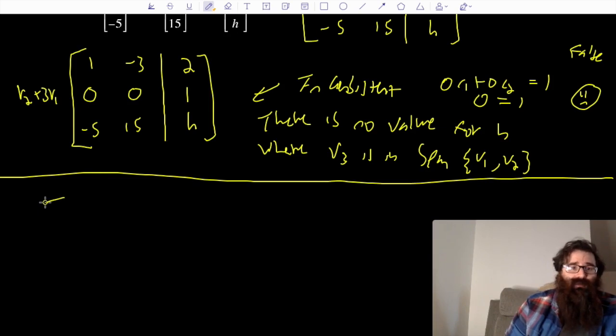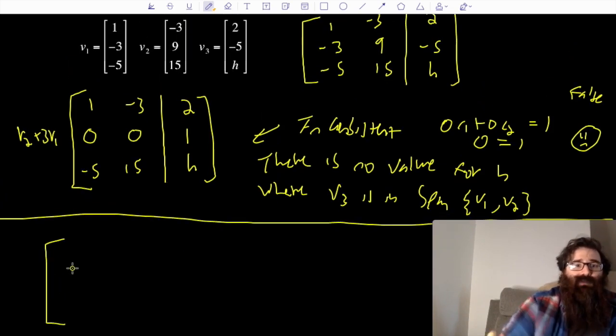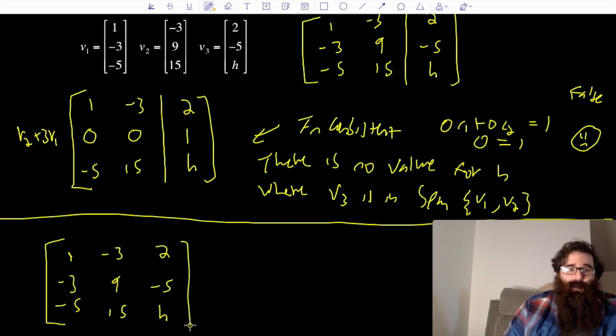So now what I can do is build a coefficient matrix with these three vectors. My first column is going to be 1, -3, -5. My second column is -3, 9, 15. My third column is 2, -5, h. And then I want to row reduce.